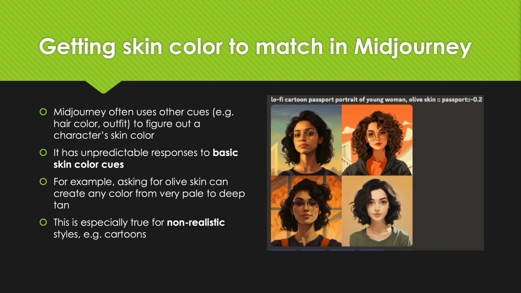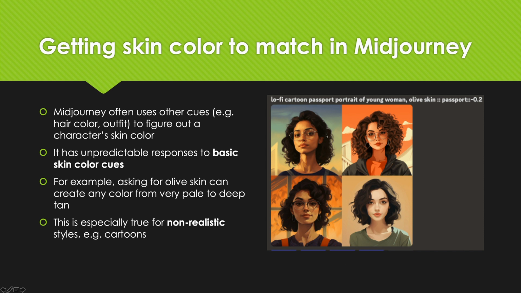So let's get started. Midjourney often uses other cues like hair color and outfit to figure out a character's skin color. It has unpredictable responses to basic skin color cues. For example, asking for someone with olive skin can create any color from very pale to deep tan, and this is especially true for non-realistic styles like cartoons.